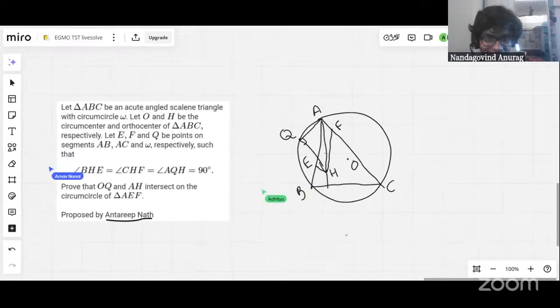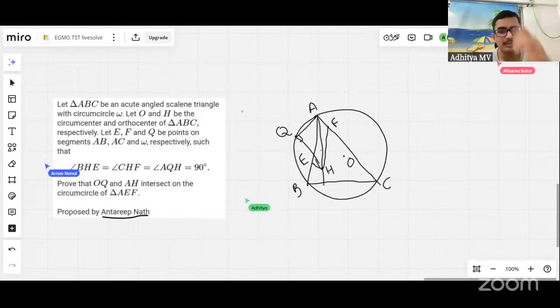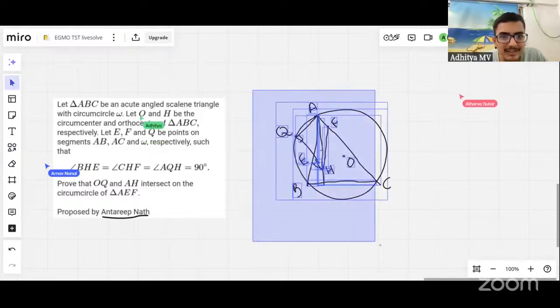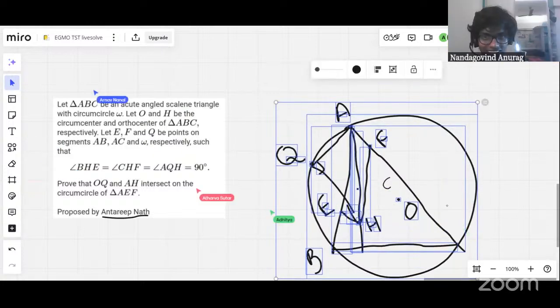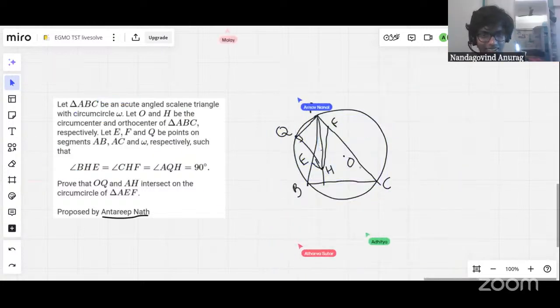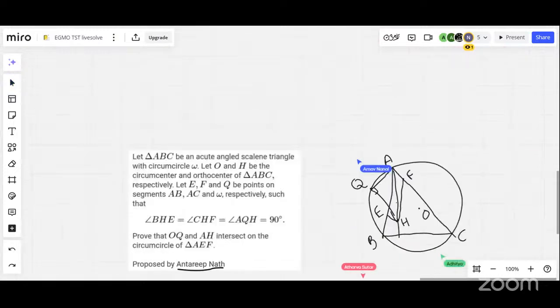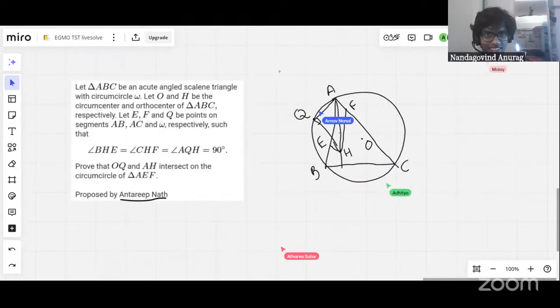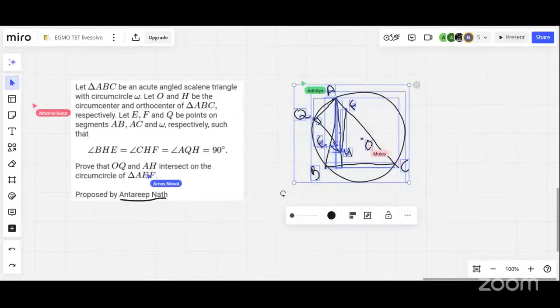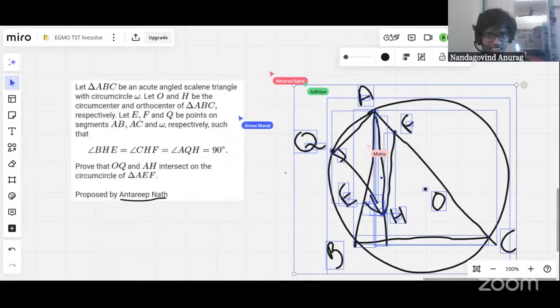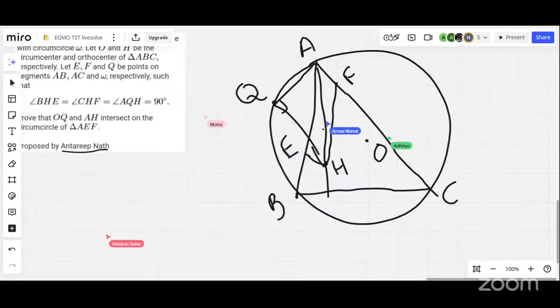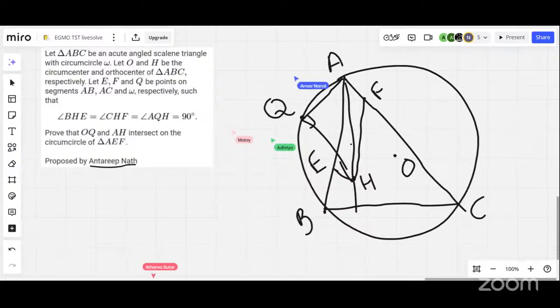Wait. Can we make the diagram a little bit bigger? How will it look if I just expand it? Oh wait, C got deselected. Just ensure that you manage to select everything. Okay, is this fine? Okay, so you have to consider circle AEF, the second intersection of AH with AEF. You have to prove it lies on OQ.